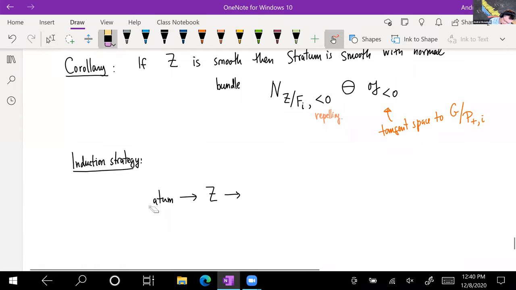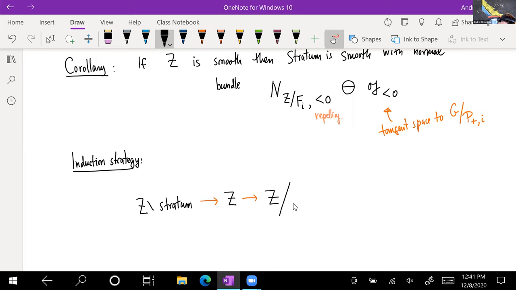Sorry, not like that. I apologize. So you take the inclusion, you take the Z minus the stratum, you take the cofibration. This includes into Z, then the corresponding thing would be now Z mod, you contract the complement of the stratum. And so forth.